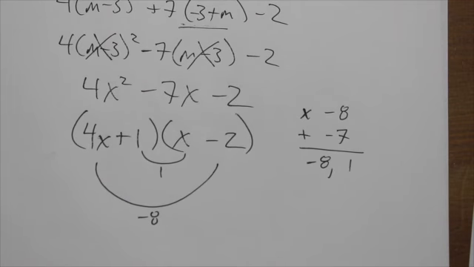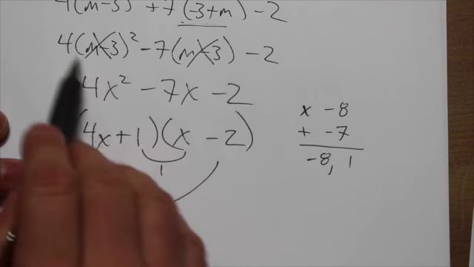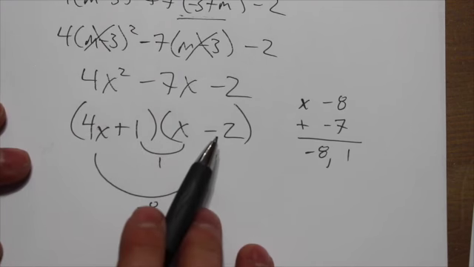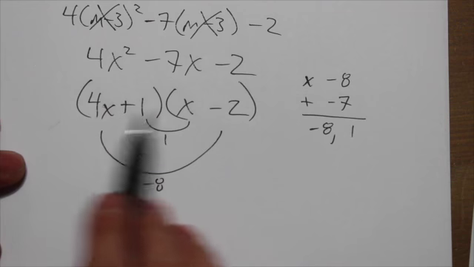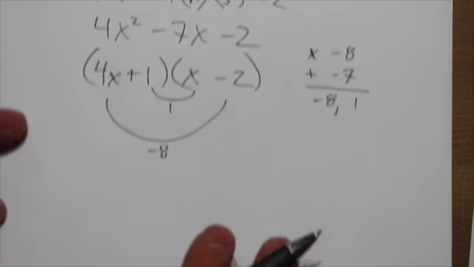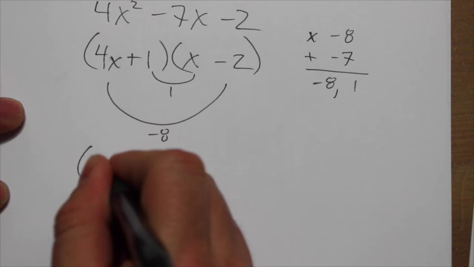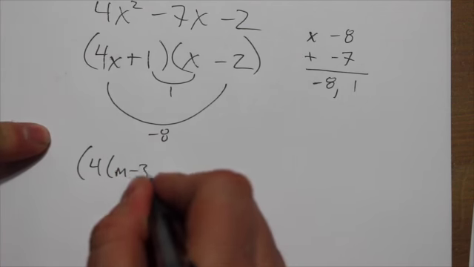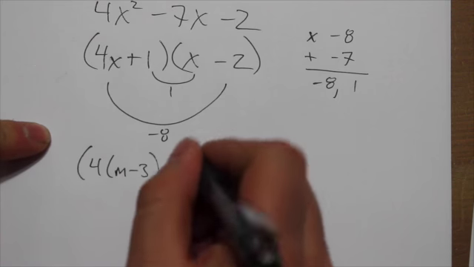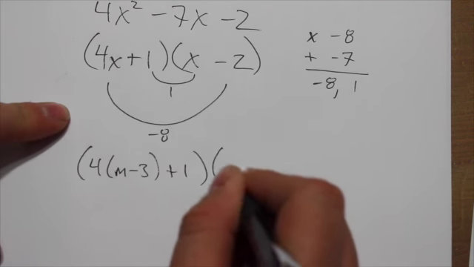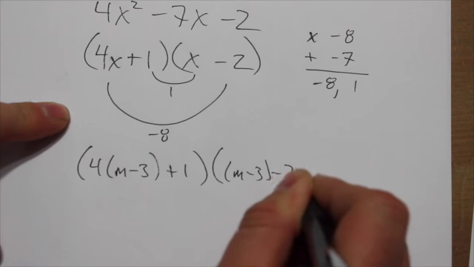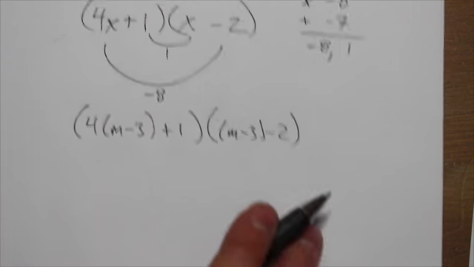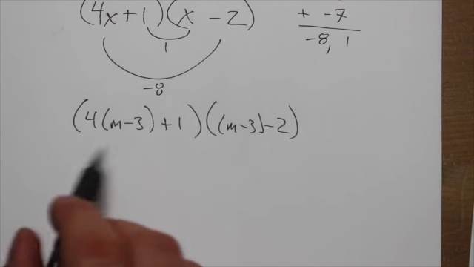But just like in those other questions that we've done like this, remember that x was actually m minus 3. There is no x in the original statement of this question. So although this is factored, it's not the correct form of this. What I need to do is, in brackets, replace the x with what I know it's equivalent to, which is, in this case, m minus 3. Plus 1, and in this case, m minus 3 minus 2. Now that's got everything I need. I just need to simplify this.